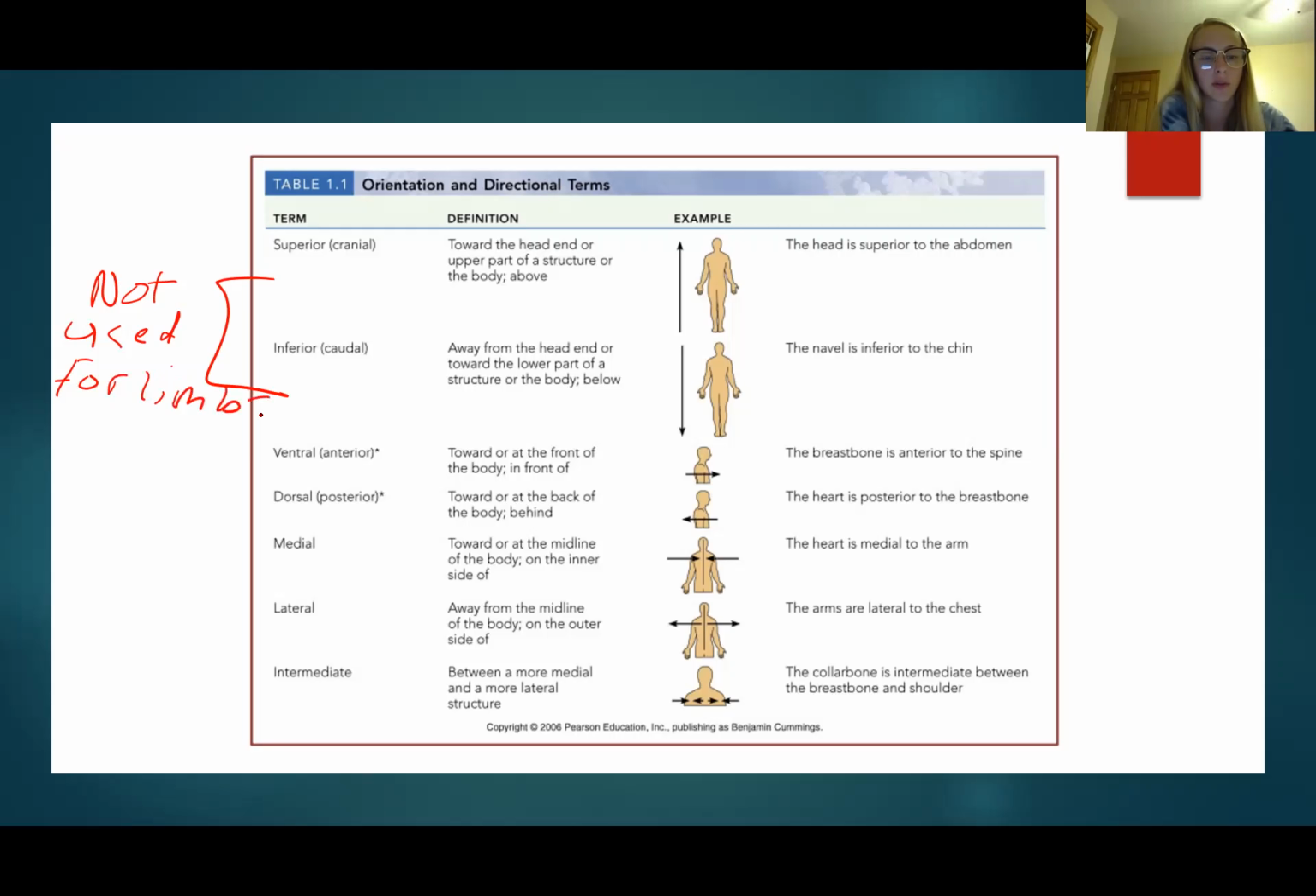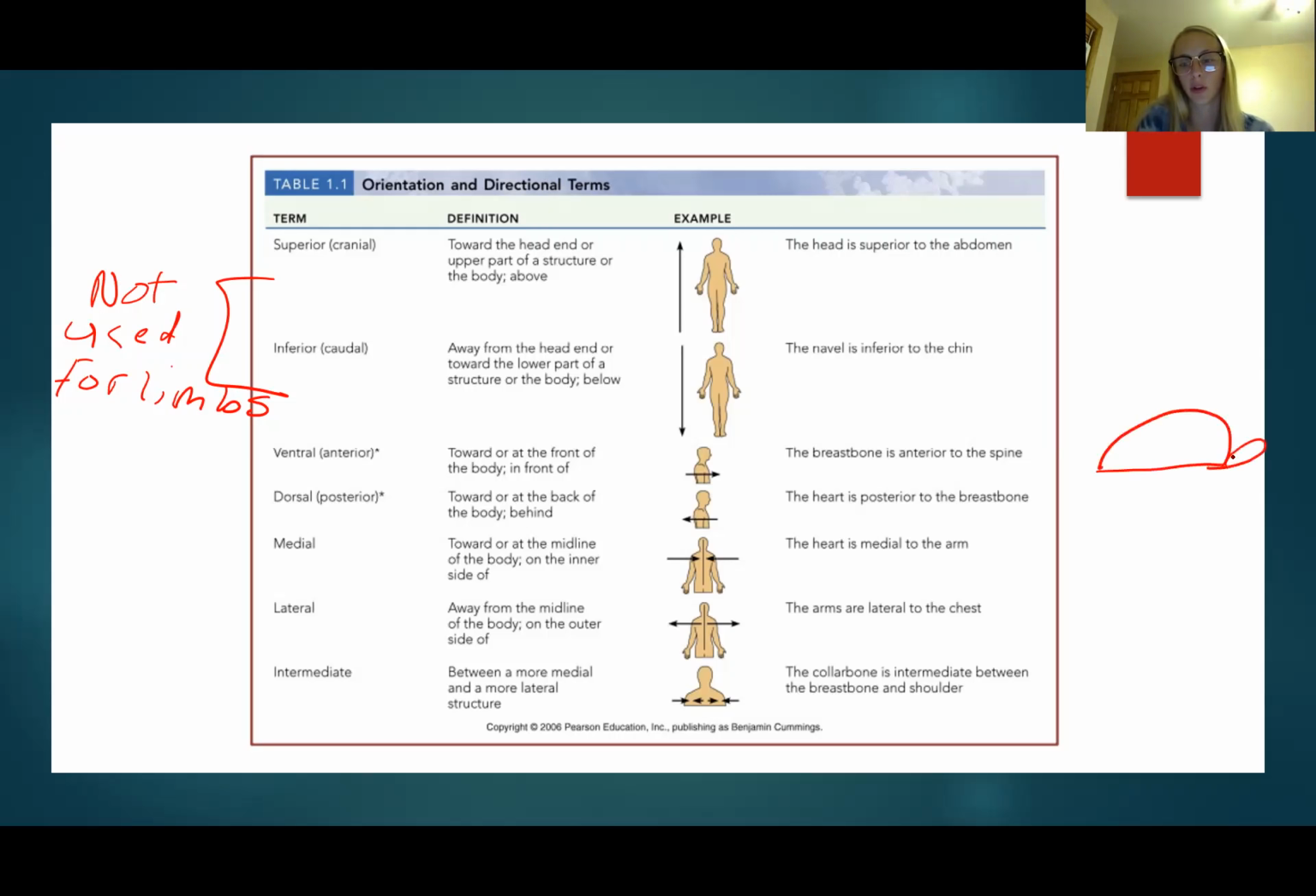So it's only used for the main trunk of your body. You can refer to it from your head down to your waist, but you can't use this terminology with limbs, arms and legs. Now we talked about ventral and dorsal already. Ventral is your anterior side, dorsal is your posterior side.